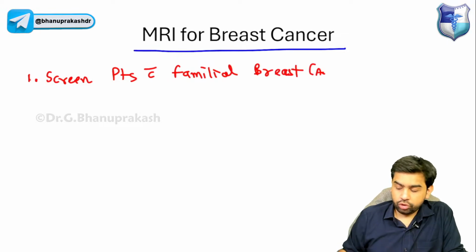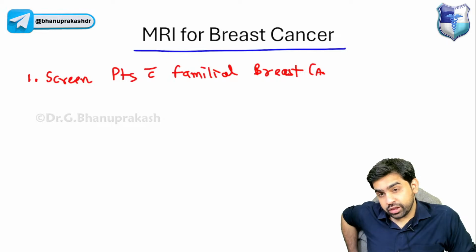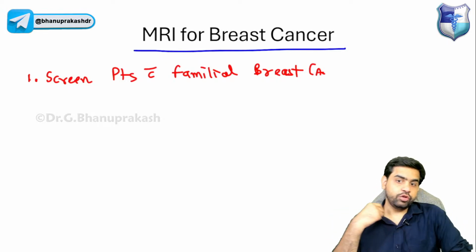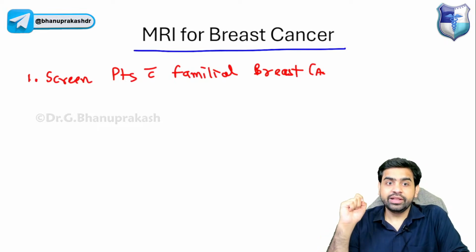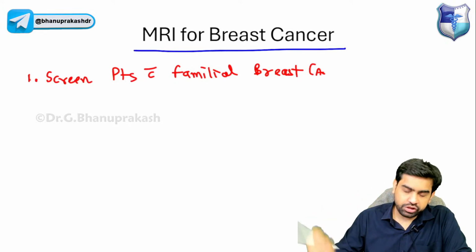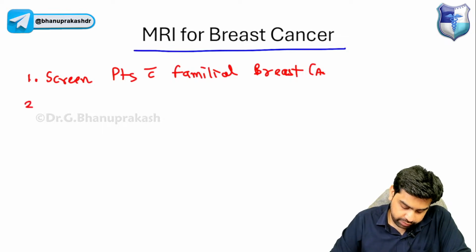So if there is a patient who says that my mother died of the breast cancer, or I have a BRCA gene positivity or something like that, in these particular patients, if you want to screen them, then yes, MRI is the radiological investigation of choice, or the screening investigation of choice, in these patients.